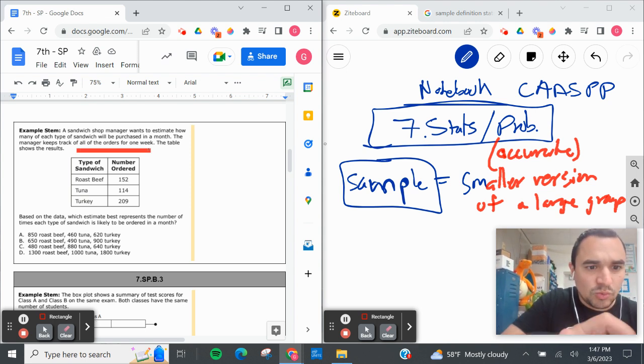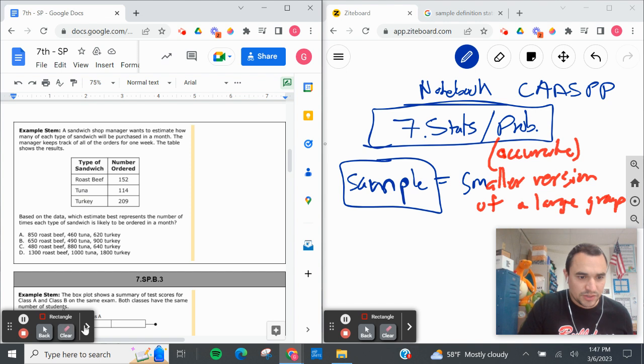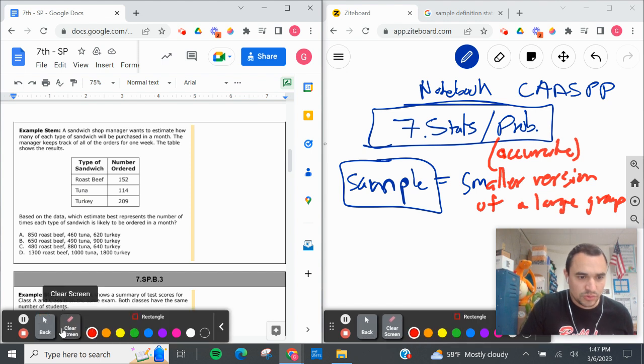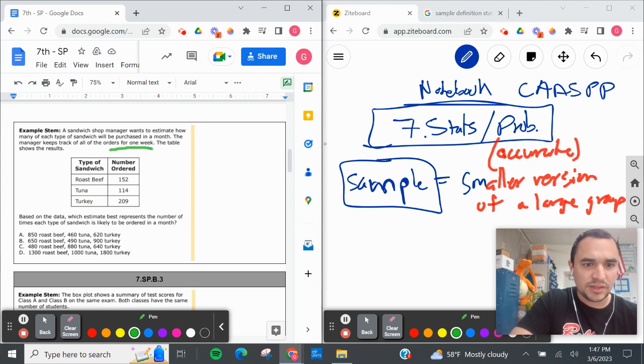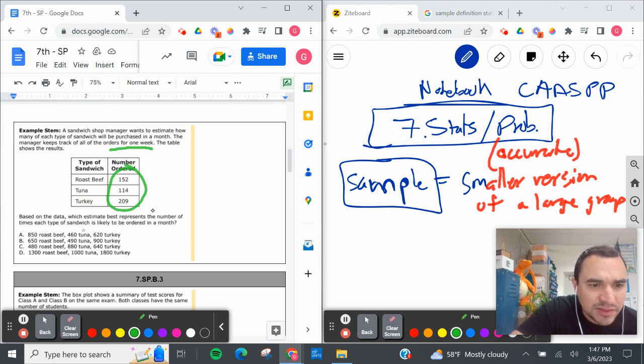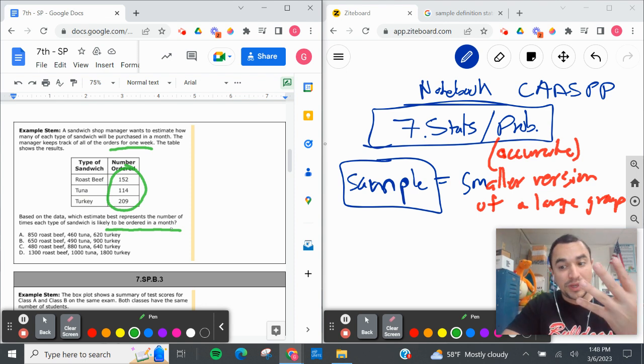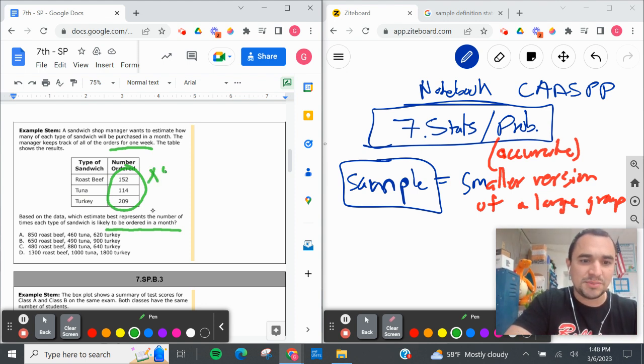These are all the orders in 1 week. So I don't want to use a rectangle. I want to use a pen. So this is all for 1 week. So these are the totals. And it says, based on the data, which estimate represents the number of types of sandwiches likely to be ordered in a month? So in a month, so 4 weeks in a month. So if I were to times this by 4, you would get a specific answer.